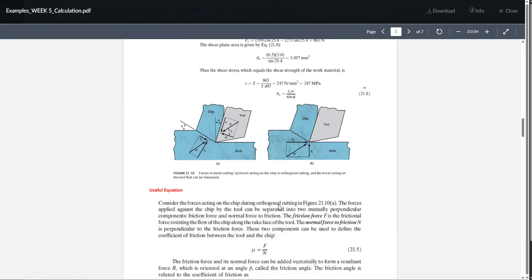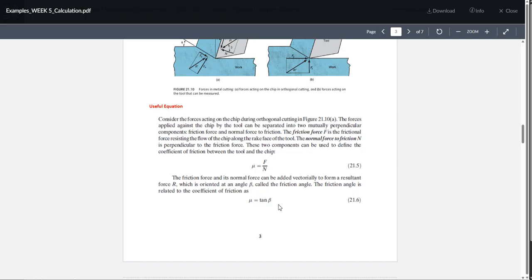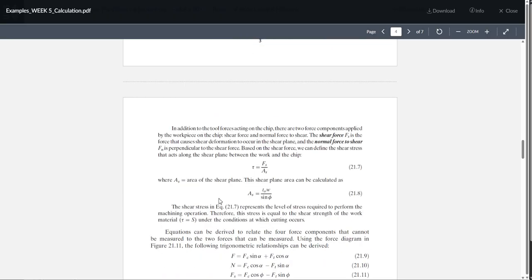Now, more calculation about the shear force cutting, and first about the friction angle. Okay, so the friction plane angle is going to be equal to the tangent inverse of the coefficient of friction. And that's what we can get from the equation 21.6. Now, continue with that. The value for the shear stress is equal to the shear force by the area of the shear. And the area of the shear is going to be equal to the thickness of the chip before the cut, multiplied by the width, multiplied by the sin of phi.